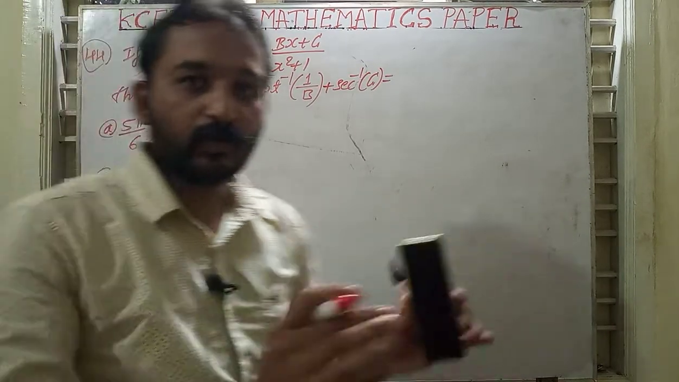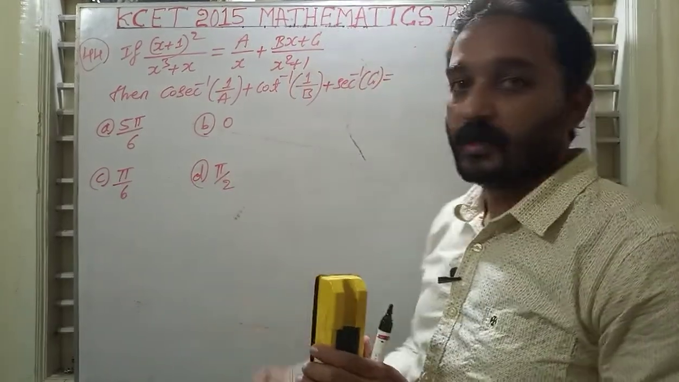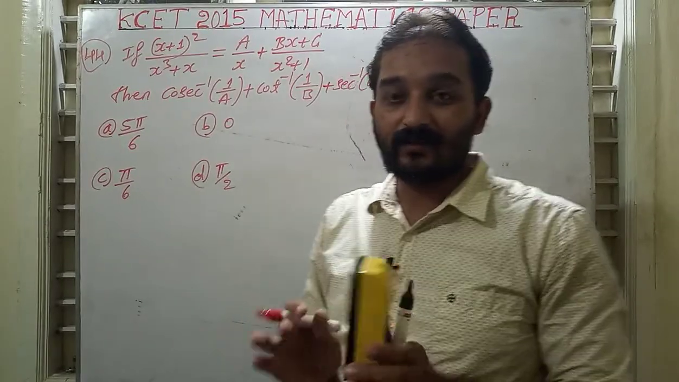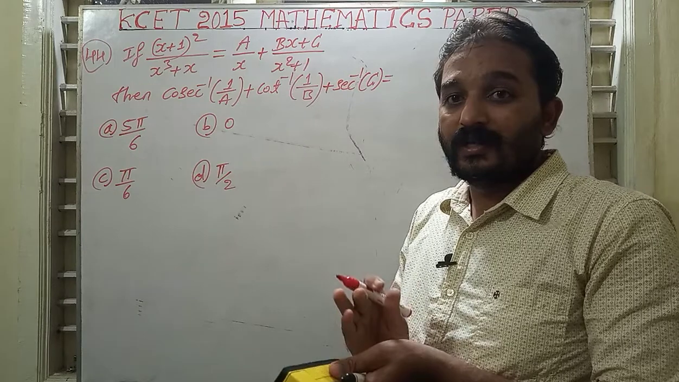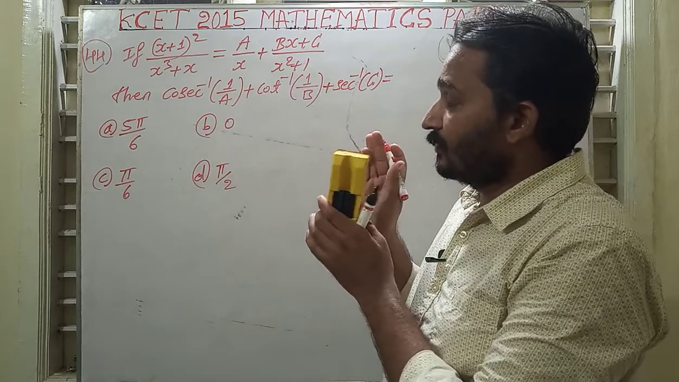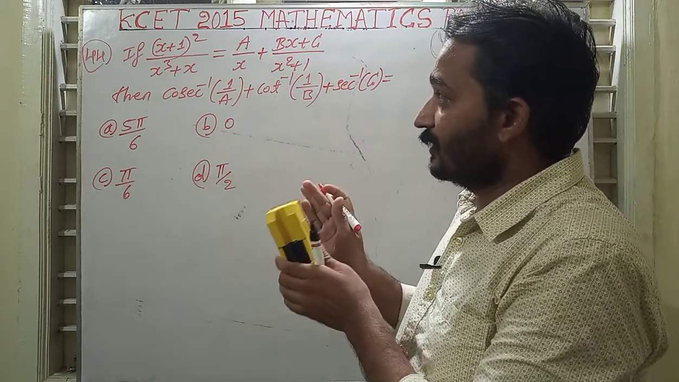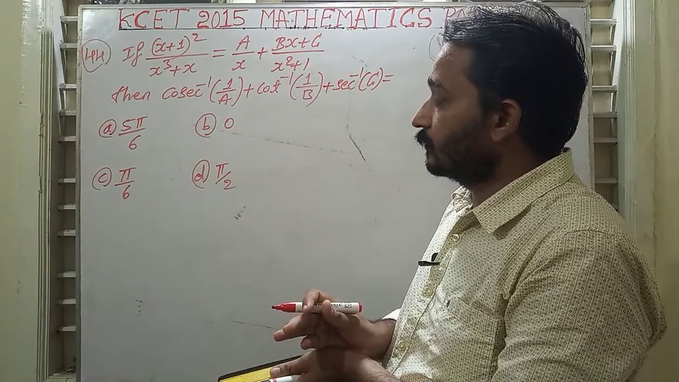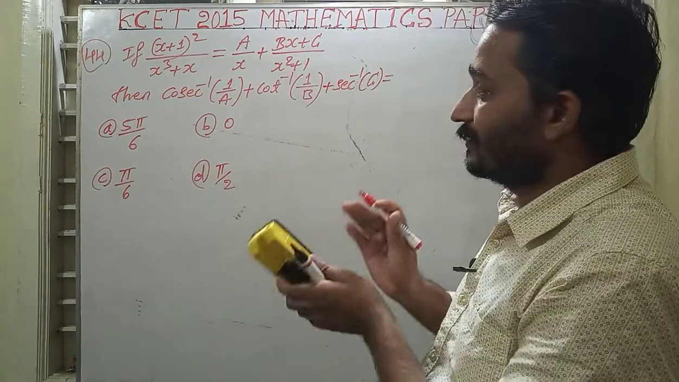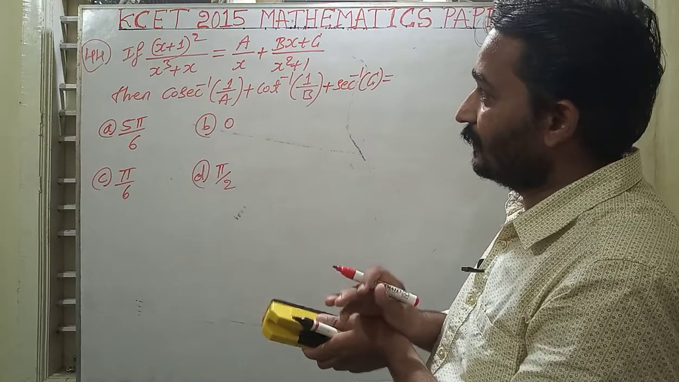So now let us move on to question number 44. This question is based on the chapter inverse trigonometry and also partial fractions. So usually they ask this type of question in KCET, two or more questions. Okay. So now see the question carefully.